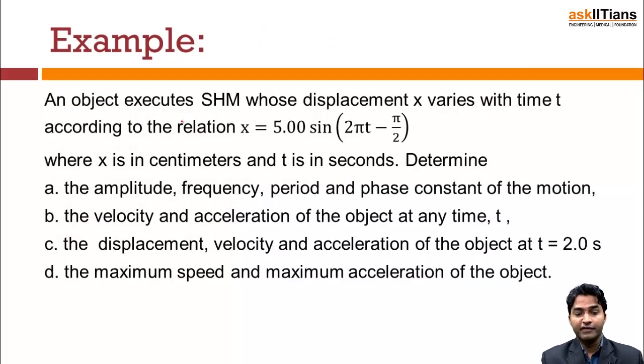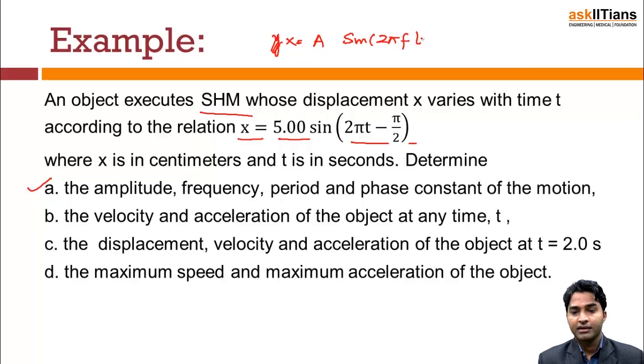In this example, we are given a system executing simple harmonic motion whose displacement x varies with respect to time t according to the relation x is equal to 5 sine (2 pi t minus pi by 2). x is in centimeters, t in seconds, and we have to find, in part A, the amplitude. Easily we can compare this with x is equal to A sine (2 pi times frequency times time t plus or minus phase). On comparing, we get the amplitude A is equal to 5 centimeters.